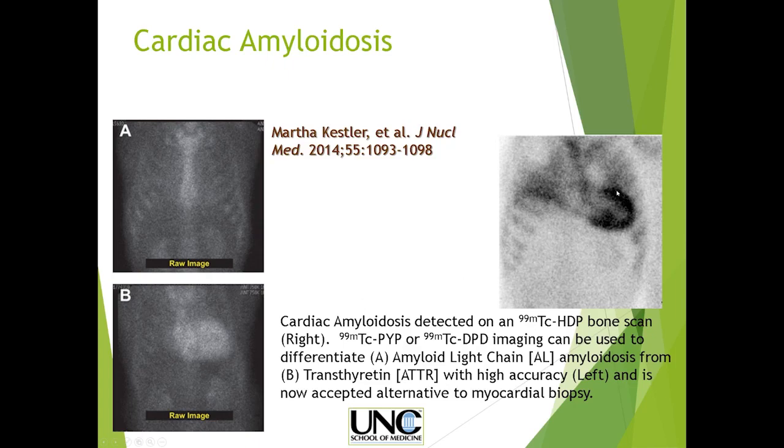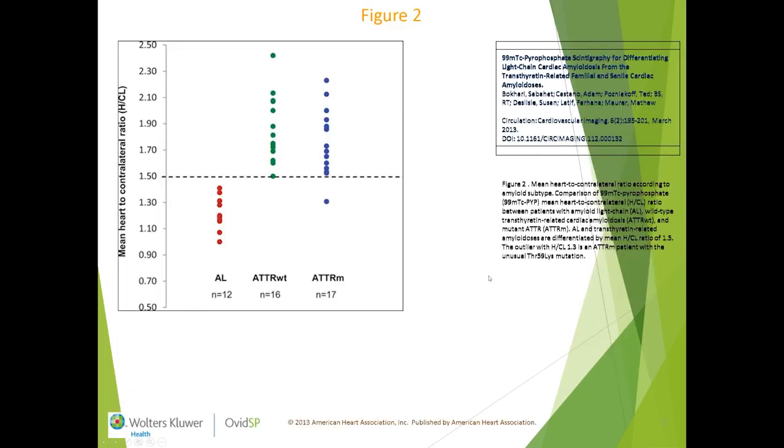On the right side, this is an incidental bone scan that was done, not pyrophosphate, it's just a regular bone scan that shows incidental myocardial uptake, and this can be seen on bone scans, which suggests calcium deposition. It could be due to exactly that or related to amyloidosis, but when you do see it, it does need further workup.